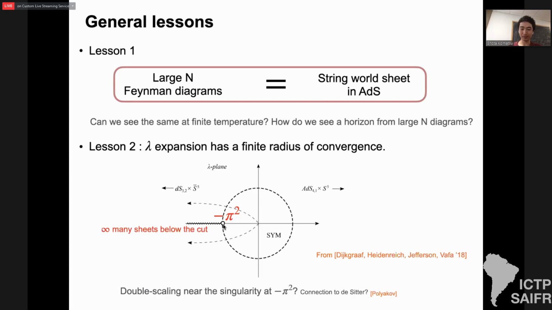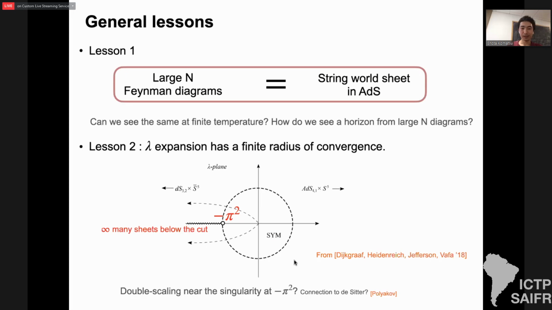Given the presence of this singularity, I think it's interesting to ask whether we can take some double scaling limit near the singularity at minus pi squared. By the way, I wanted to mention that this kind of double scaling limit was previously speculated by Polyakov to have some connection to AdS. But a more reliable, though exotic, version was discussed in this paper.